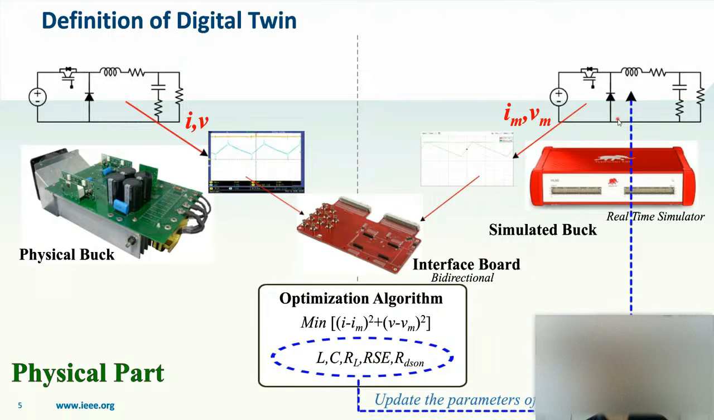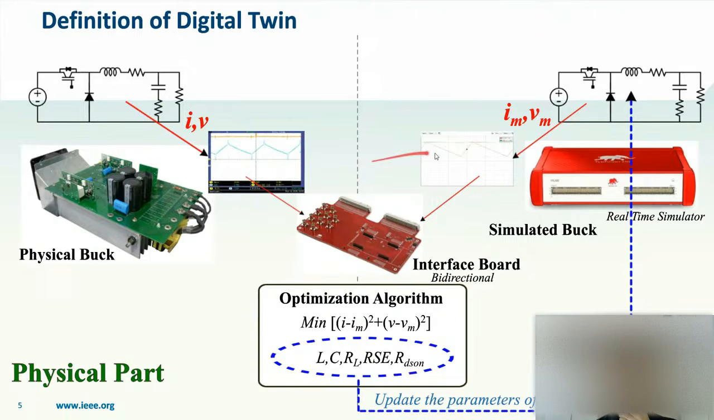That's the concept of the digital twin. We are going to compare what you're going to have in simulation against what we have actually in the physical buck, and the difference will be minimized in order to have this much more realistic, much more accurate when you see the current. That's the idea of the digital twin technology.